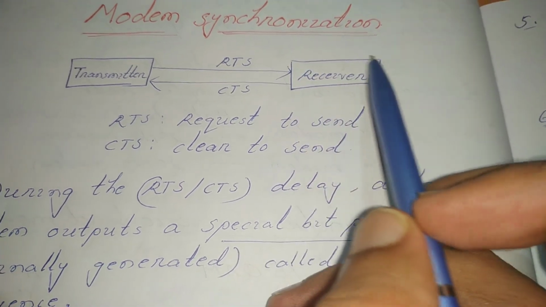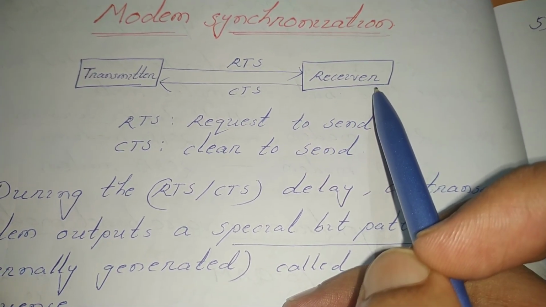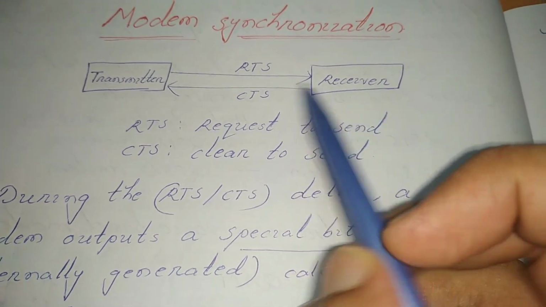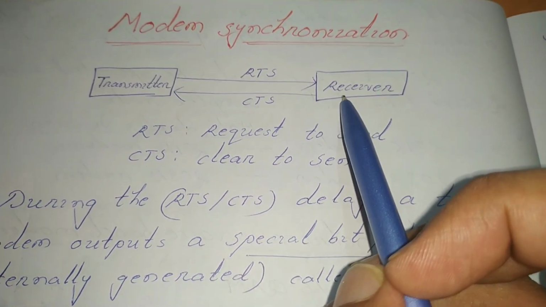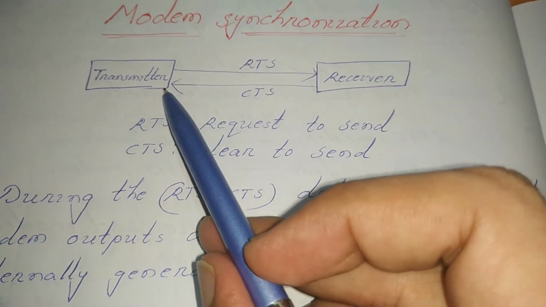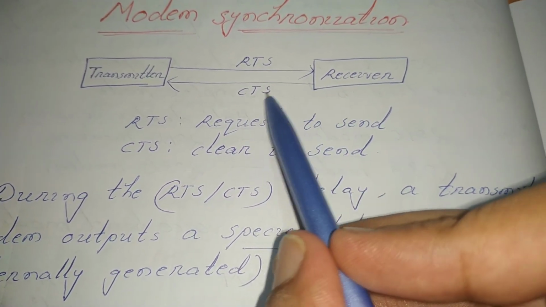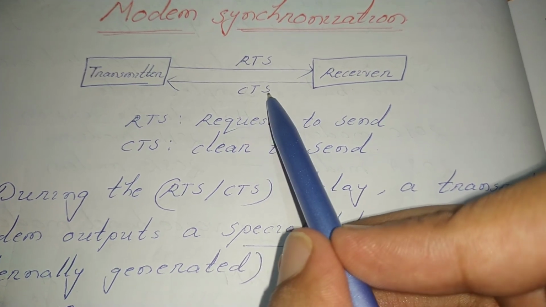That means the transmitter is asking the receiver, are you ready to receive my message? If the receiver is ready and not busy at that time, then the receiver will send one Clear to Send: yes, I'm ready, you can send the message to me. The receiver tells the transmitter it is ready through the Clear to Send signal.